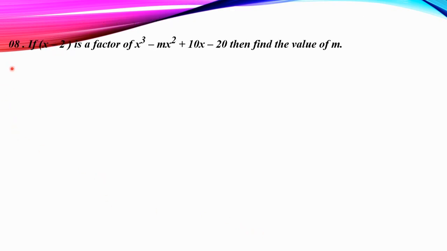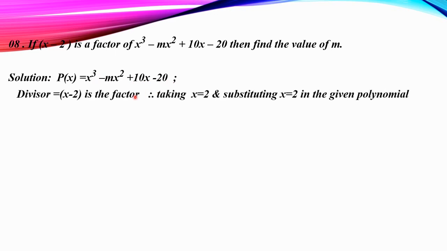Now, question number 8. If x minus 2 is a factor of x cube minus mx square plus 10x minus 20, then find the value of m. Now, solution. Here already it is given that x minus 2 is the factor. Dividend is polynomial p(x) is equal to x cube minus mx square plus 10x minus 20. We have to see what is the value of m.